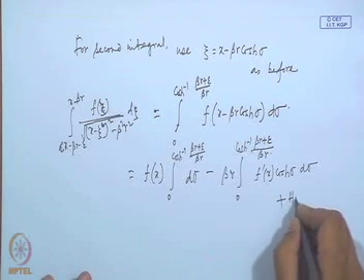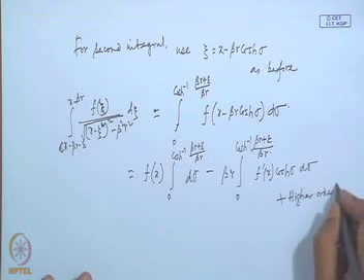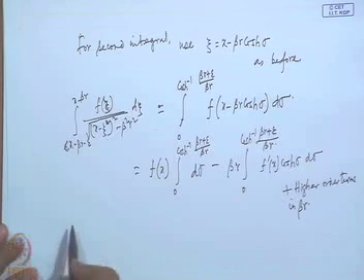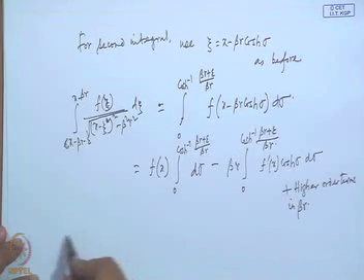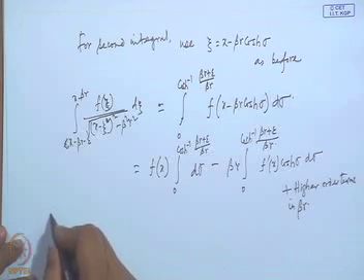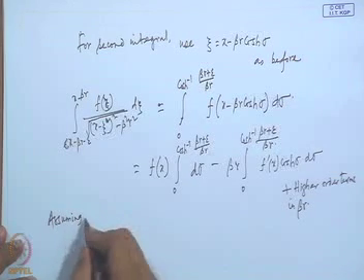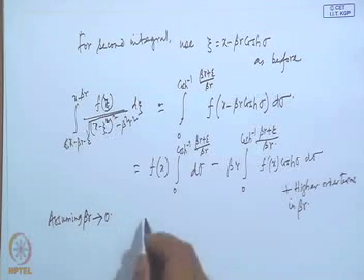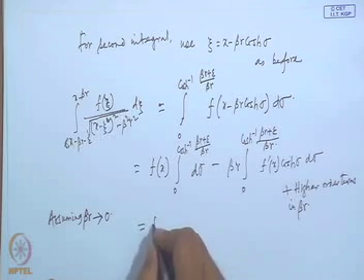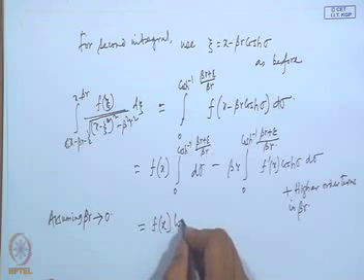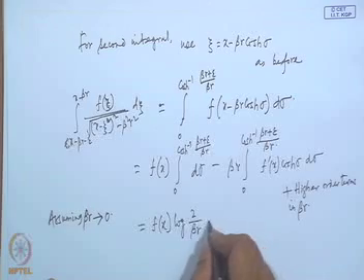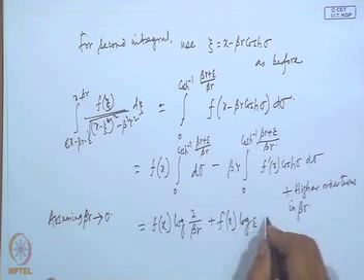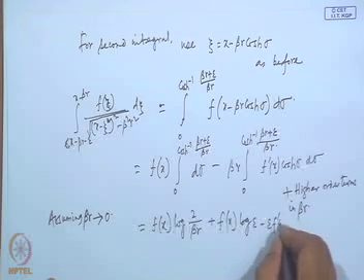Plus higher order terms in beta r. Assuming beta r tends to 0, that is for slender body approximation, this gives log of 2 by beta r plus f x log epsilon minus epsilon f prime x.